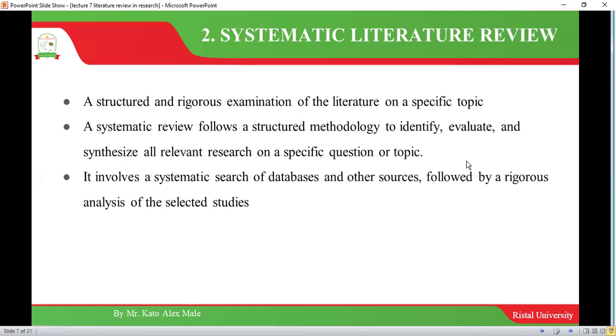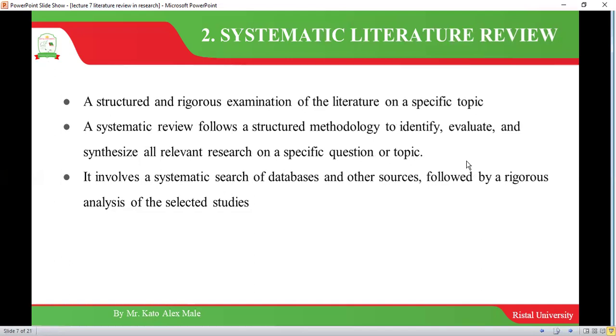Number two is the systematic literature review. So it is a structured and rigorous examination of the literature on a specific topic. You get it? A structured and rigorous examination. Now, you're trying to do some deep review of that particular topic in the literature that is available. So a systematic review follows a structured methodology to identify, evaluate, and synthesize all relevant research on that particular topic. This type of review involves a systematic search of databases and sources, followed by a rigorous analysis of the selected studies. I don't know whether you're trying to understand.